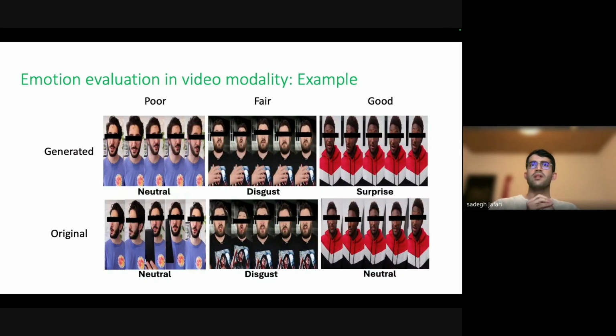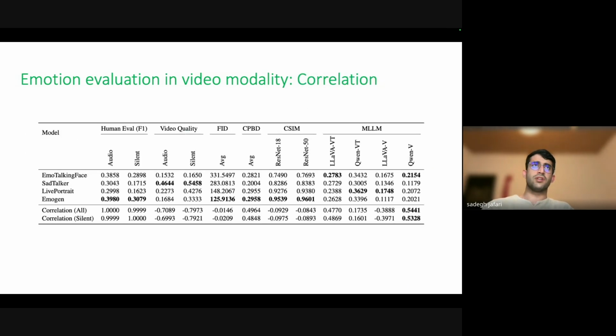This is one of the examples in our dataset. As you can see here, the top one is the generated one, and the one at the bottom is the original one. And I should mention that we had a video quality experiment, a video quality annotation for our annotators, and asked them, are these videos good for detecting the emotions or not?